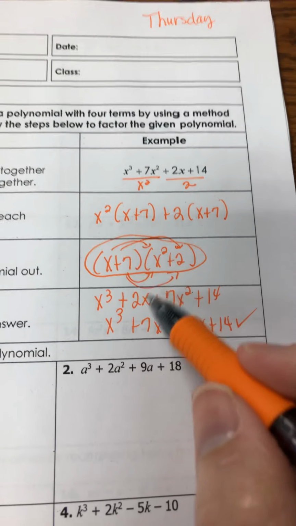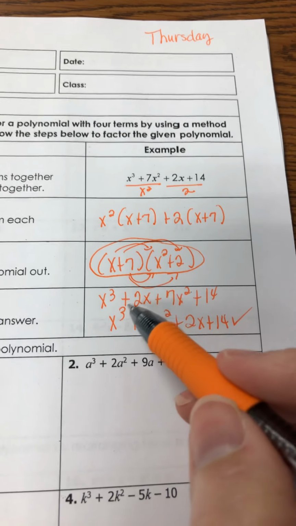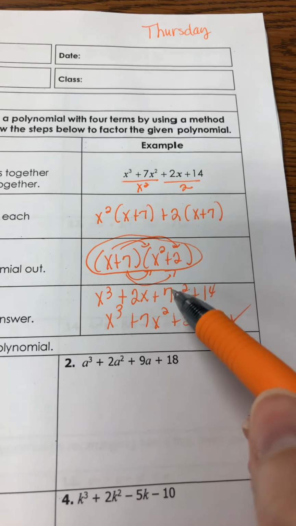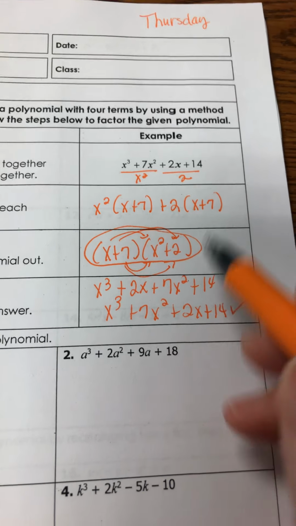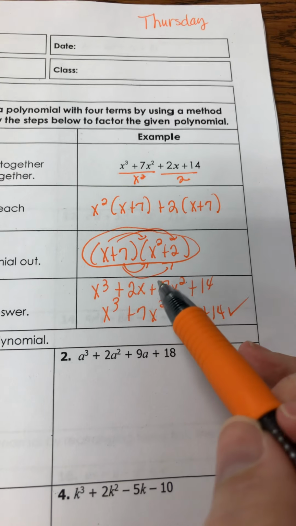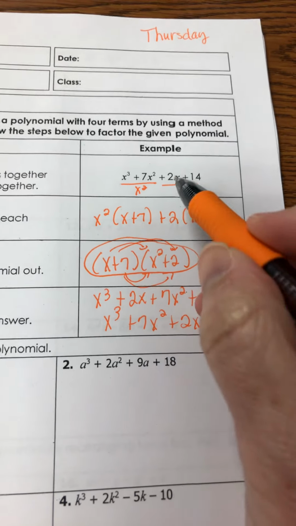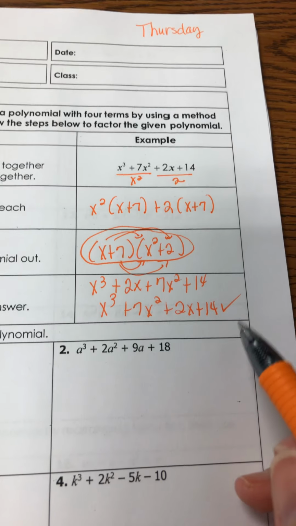Now you'll notice I FOILed this out to check it. When I FOILed it out, I got x cubed plus 2x plus 7x squared plus 14. But addition is commutative, so you can switch around the 2x and the 7x squared, and you'll get the exact same result that you started with.